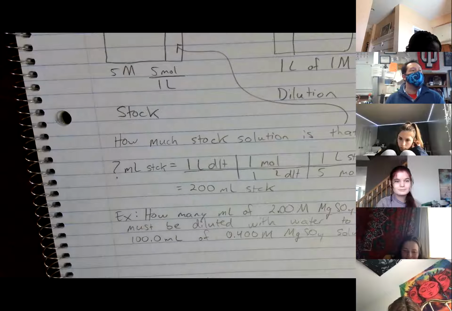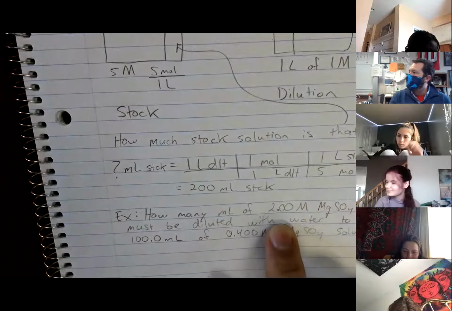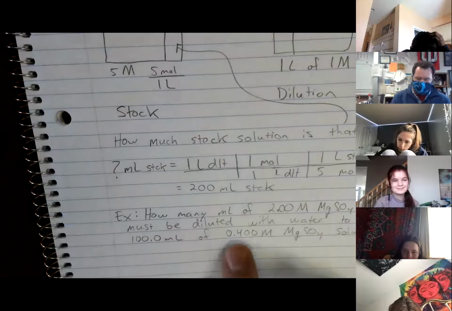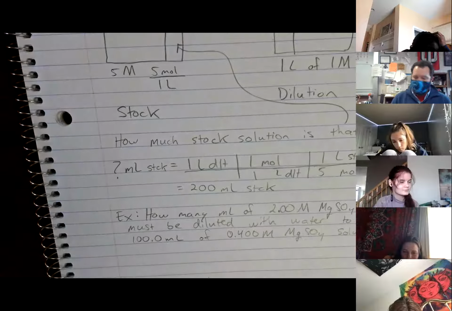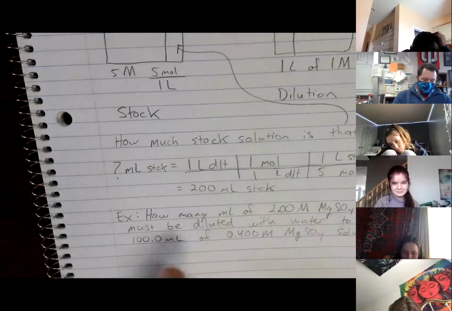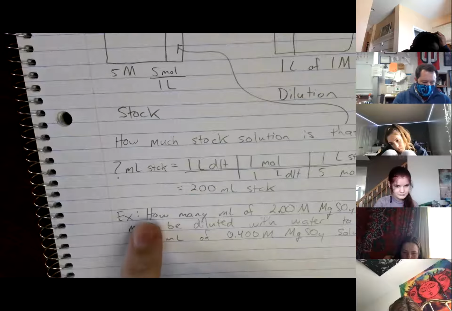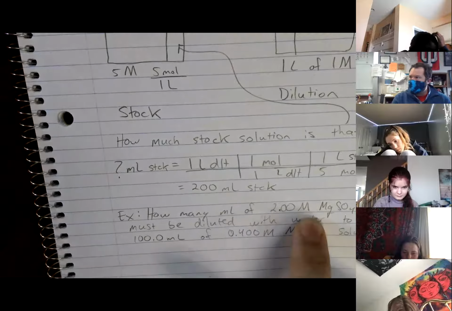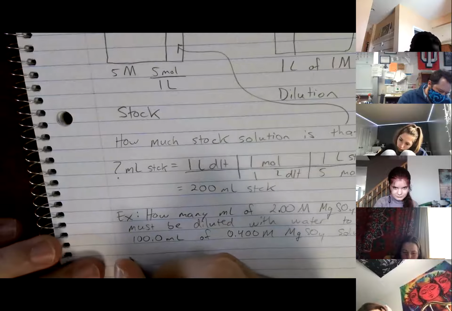2.00 molar MgSO4. The stock is the more concentrated. This is more concentrated than that. 2 is more than 0.4. So this is our stock solution. That means this is our dilution. Cool. How many milliliters of stock? That's what they're asking for. Cool. We're ready to set this up.